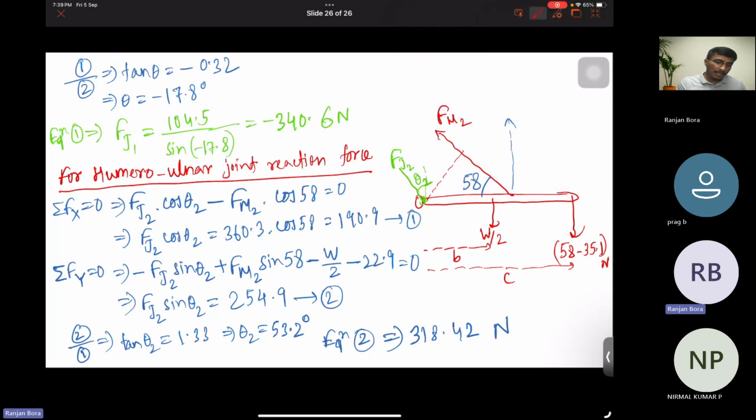Okay, so you can see this humeroradial joint reaction force is more than the humero-ulnar joint reaction force. They act along different directions, and theta 1 and theta 2 are different, and their magnitudes are also different. So, is it clear? If you have any doubt, you can ask.